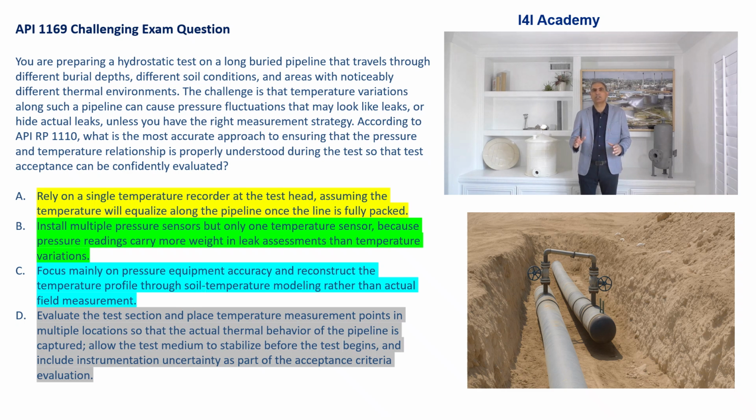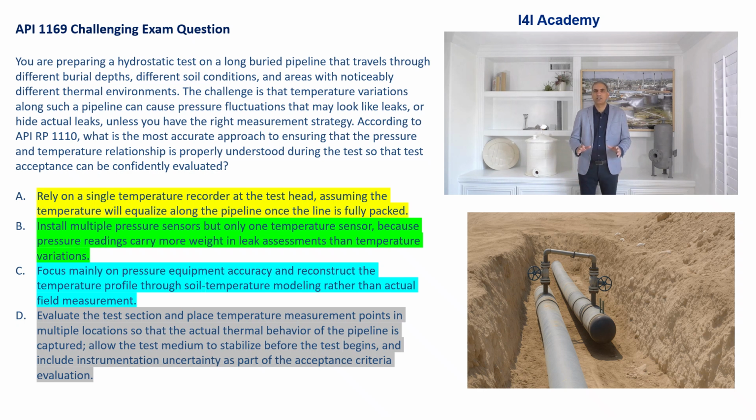The challenge is that temperature variations along such a pipeline can cause pressure fluctuations that may look like leaks or hide actual leaks unless you have the right measurement strategy. According to API RP 1110, what is the most accurate approach to ensuring that the pressure and temperature relationship is properly understood during the test so that test acceptance can be confidently evaluated?